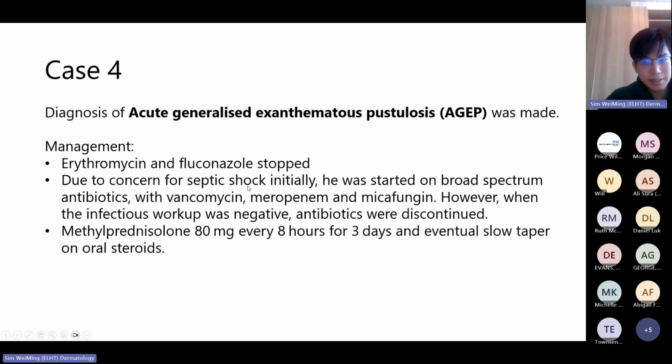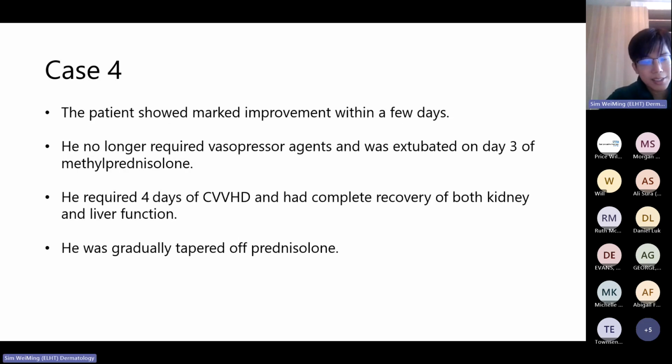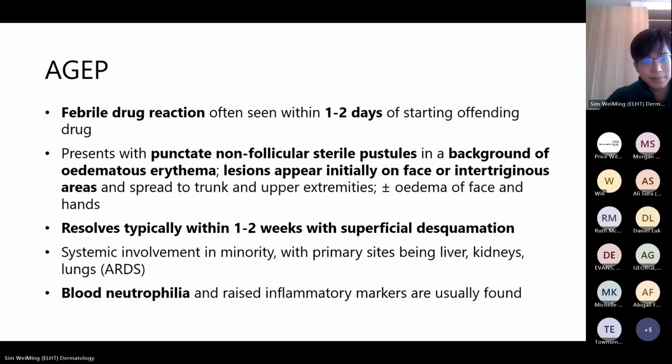But in any case, he was given antibiotics initially, but then the workup was negative, so it was stopped. And then for the drug reaction, he was put on steroids. And actually, he showed marked improvement. He was then extubated on day 3, and he had complete recovery on day 4.